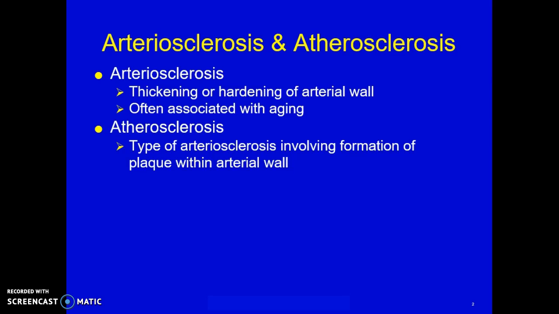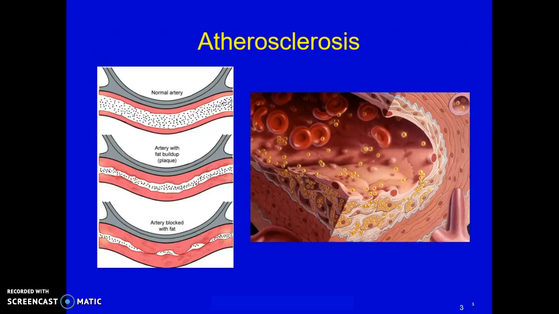You want to know the difference between arteriosclerosis and atherosclerosis. Arteriosclerosis is where you have hardening of the arterial walls that comes about because of aging. So that's to be somewhat expected. Atherosclerosis, though, is typically a type of arteriosclerosis, but it is not so much related to aging as it is to plaque formation that is occluding the internal area of the arterial walls.